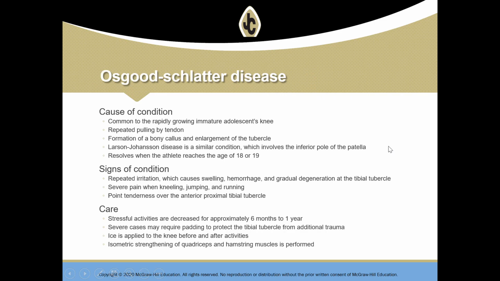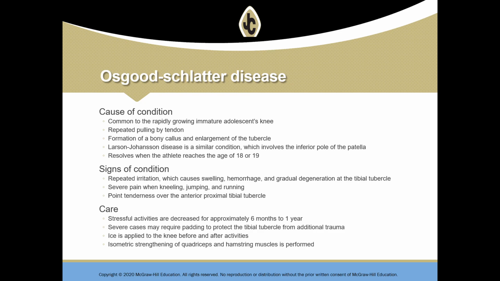Osgood-Schlatter disease is common to rapidly growing, immature adolescent athletes. It's caused by repeated pulling of the tendon, so this will occur down at the tibial tuberosity, where the patellar tendon attaches. If you're growing too quickly, it's pulling on the tendon and it can't keep up with it, so you get that pulling of the tendon. You have a formation of a bony callus. Remember I've said before, bone's reaction to injury or trauma is to make more bone. You end up with this lump there.